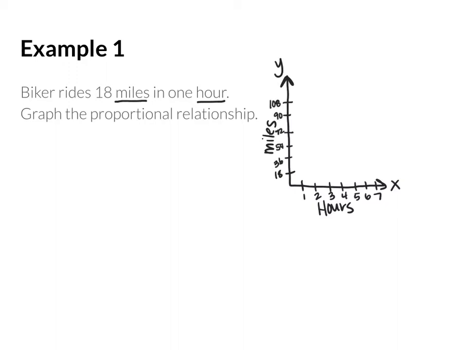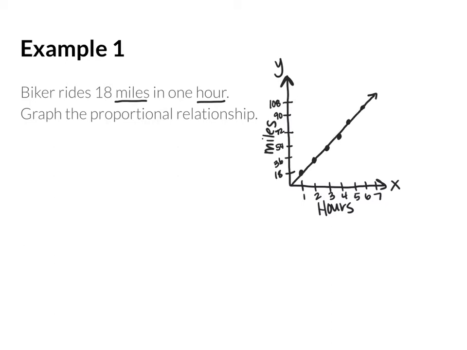After I'm done labeling my y-axis, it's time to actually graph the relationship because right now we just have our coordinate plane ready. Graphing the proportional relationship, I look at 18 miles and track it to 1 hour, and I put my first data point. Then that means he would be traveling about 36 miles in 2 hours, 54 miles in 3 hours, and you'll notice that this is forming a straight line. Well, if I could draw my line straight.